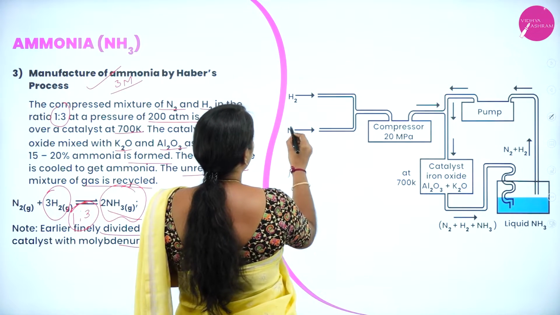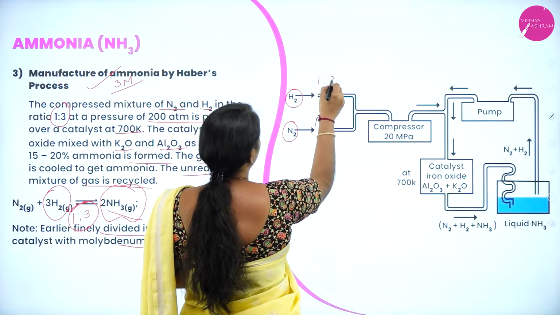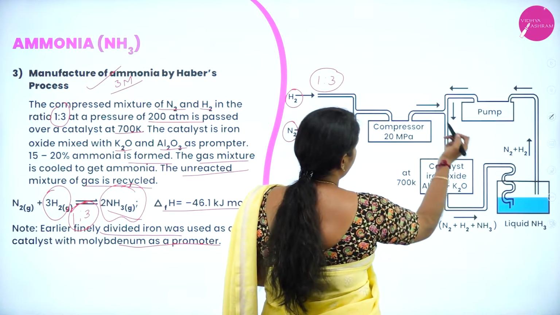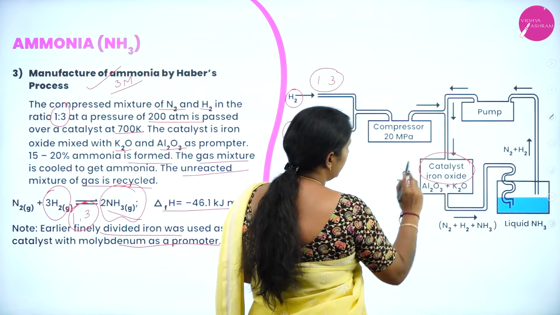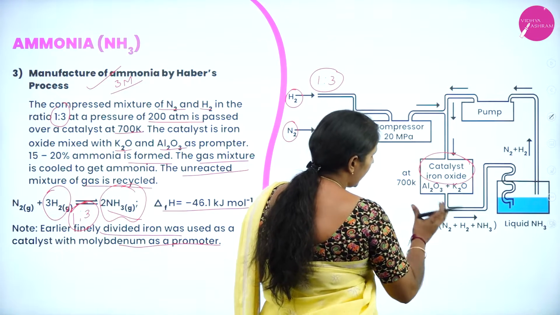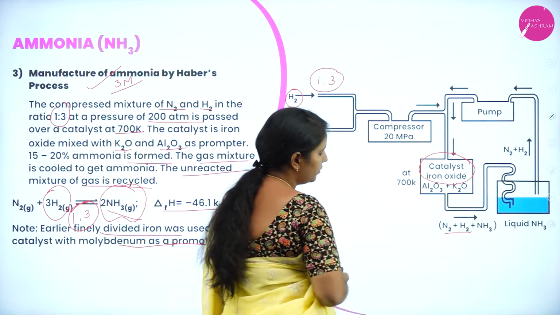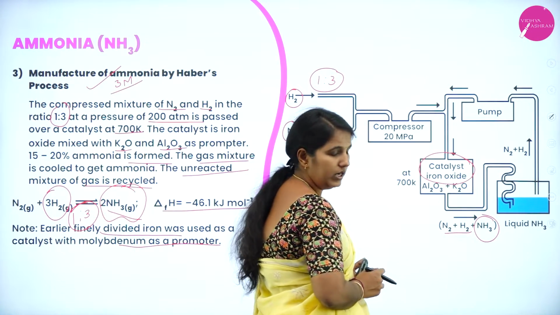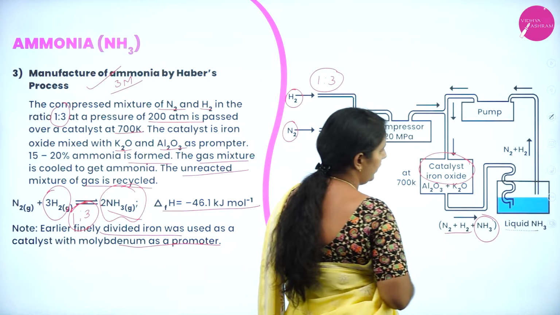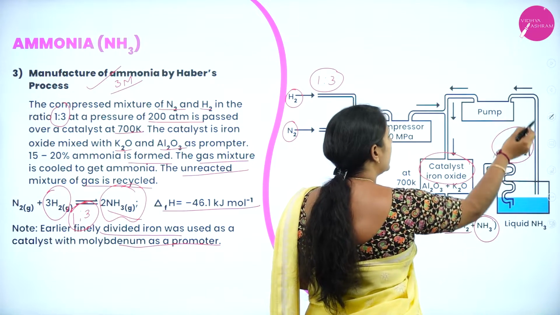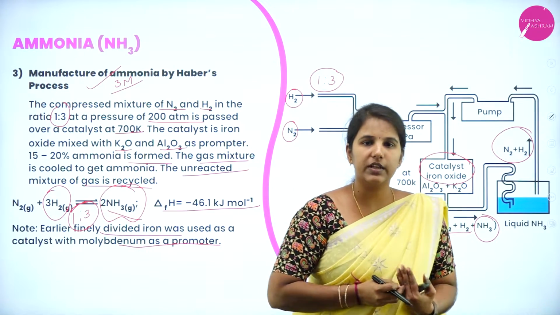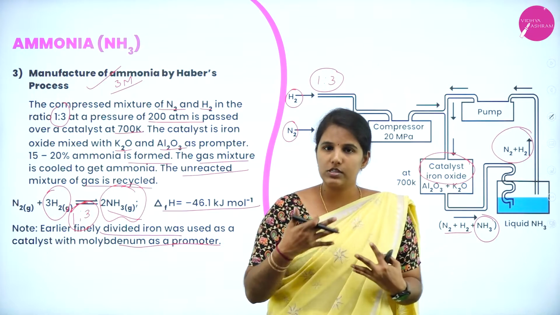Here we are taking nitrogen and hydrogen gas in a 1:3 ratio, and this mixture of the gas is allowed to pass through the compressor. Later it will be pumped to the catalytic chamber, where the gas is mixed with iron oxide as a catalyst, which catalyzes this mixture of hydrogen and nitrogen to form ammonia. Once the gas has formed, it will be cooled and condensed to get liquid ammonia, and unreacted nitrogen and hydrogen will be pumped back. Again it will come back to the catalytic chamber, where it will be mixed with iron oxide as a catalyst, and the process will be continuous.